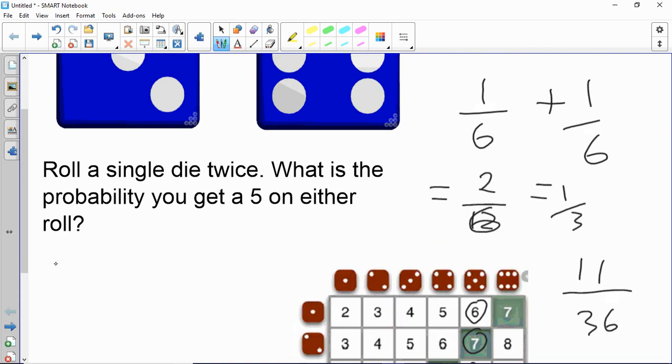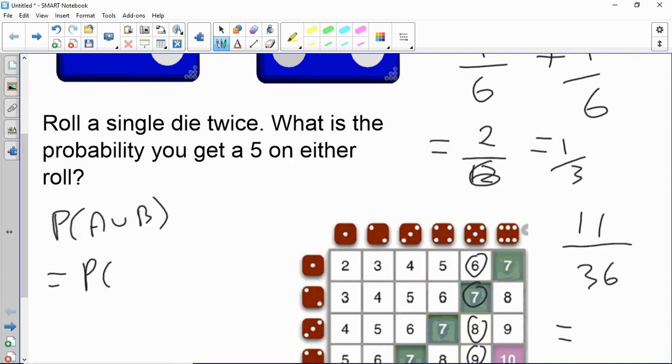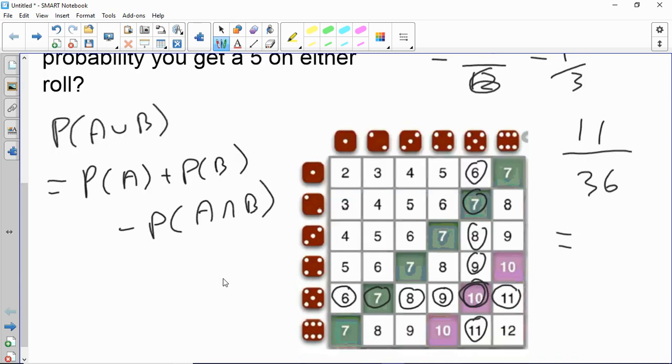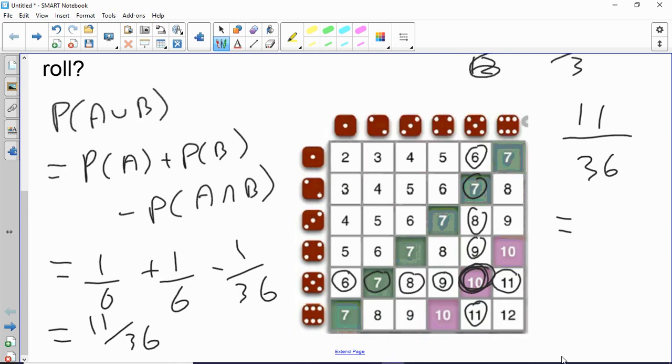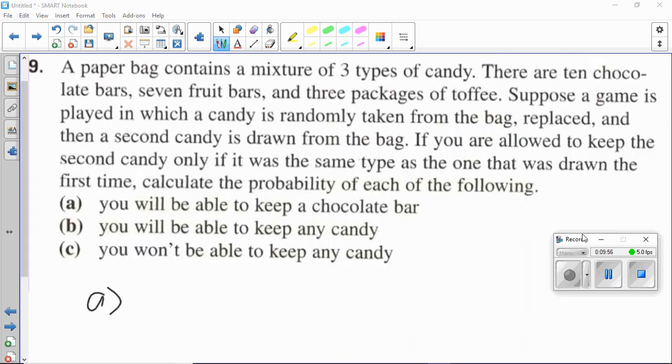So another way to do this is to look at the probability of getting a 5 on either roll as considering each roll to be event A and B, and we're calculating the probability of their union. Well, it's the probability of A plus the probability of B, subtract the probability of A and B. It's this simple: 1/6 plus 1/6, subtract the probability of getting a 5 and a 5, which is that 1 out of 36 right there. That will also give you your 11 out of 36. So I hope that kind of helps.